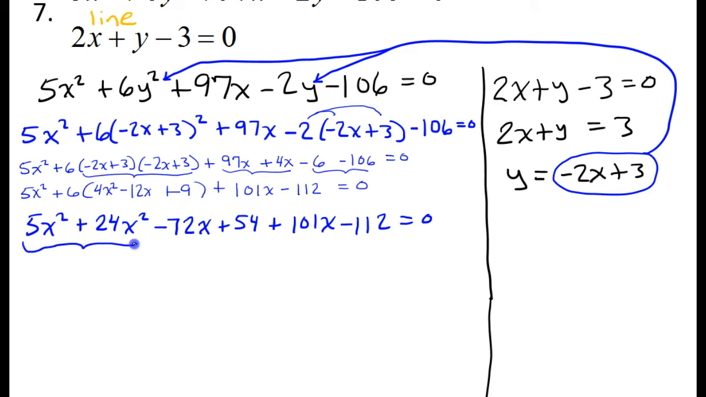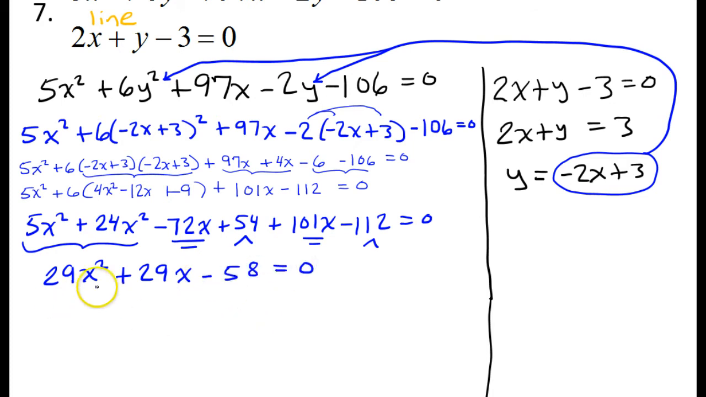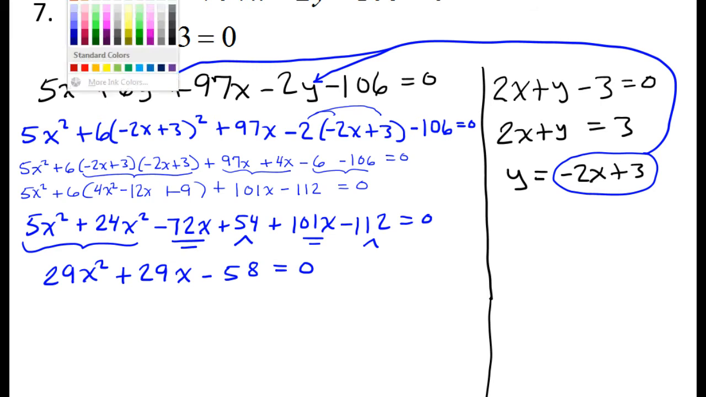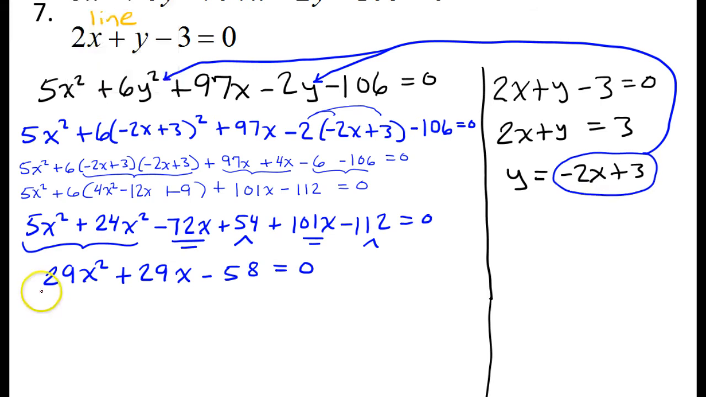Like terms, I have like terms right here. So that's going to make 29x squared. These numbers are not pretty. Okay, these are like terms right here, so that makes 29x if I put these together. These are like terms here. If I combine those, I get negative 58 equals 0. Now, I'm noticing that all of these are divisible by 29.